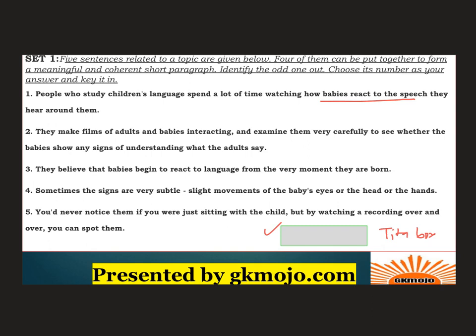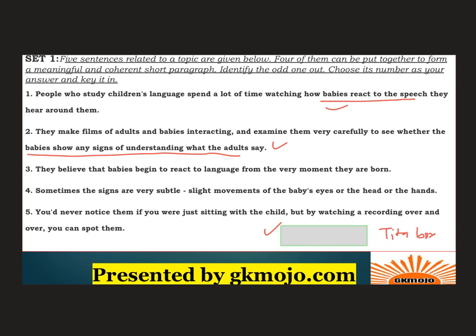Second sentence: They make films of adults and babies interacting and examine them very carefully to see whether the babies show any sign of understanding of what adults say. Again, babies showing signs of understanding what adults say. This and this are pretty much similar. So let's see the third sentence.